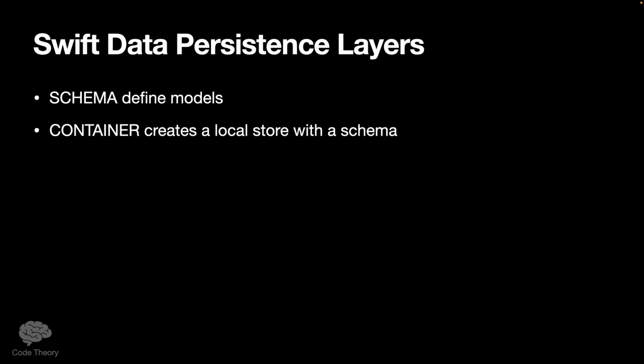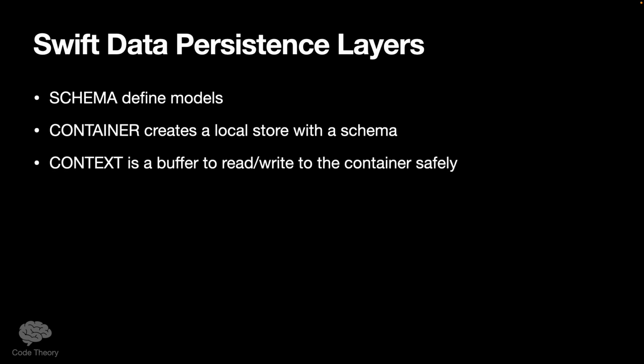A container creates a local store with the schema. So when I said you pass your schema to Swift data, what I mean to say is you pass it into the container's initializer. So you create a container, right? And that is an in-memory representation of your database for you, right? That is the local store on disk with the particular schema that you have defined, right? Again, of note, it's an abstraction, so it's not actually the local data store, okay?